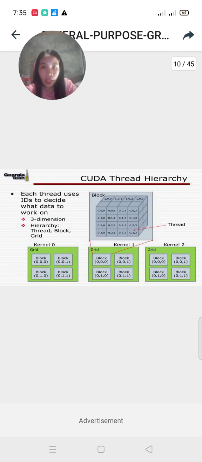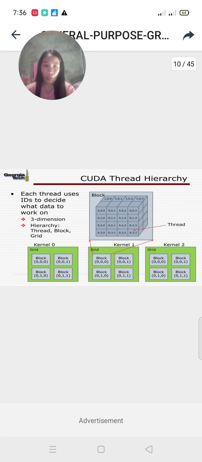A group of threads is called a CUDA block. CUDA blocks form a grid. A kernel is executed as a grid of blocks of threads. Each CUDA block is executed by one streaming multiprocessor, or SM, and cannot be migrated to another SM. A streaming multiprocessor can run several concurrent CUDA blocks depending on the resources.